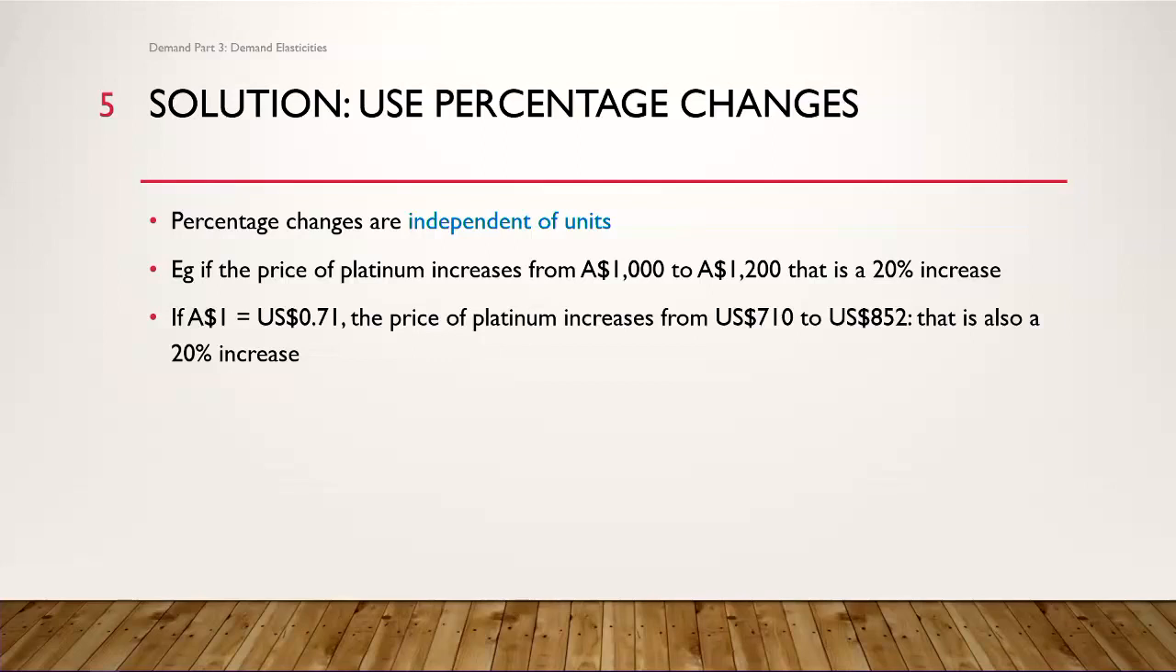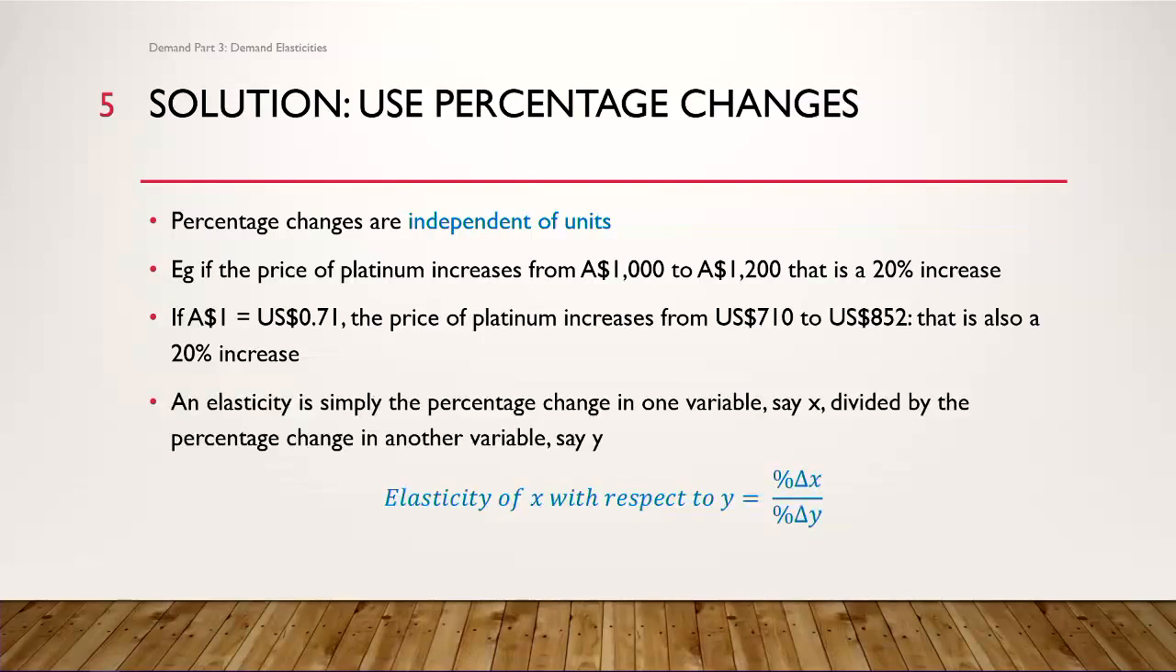But if we used U.S. dollars, then 1,000 Australian is $710. If we use the exchange rate I have there of 1 Australian dollar being 71 cents U.S., then that's an increase in price from U.S. 710 to U.S. 852. That's still a 20% increase in the price. So whether we use Australian dollars or U.S. dollars, it is still a 20% increase. Likewise, whether we use kilograms or troy ounces, we'll get the same percentage change in the quantity demanded. So that's the nice thing about percentage changes: they're independent of units.